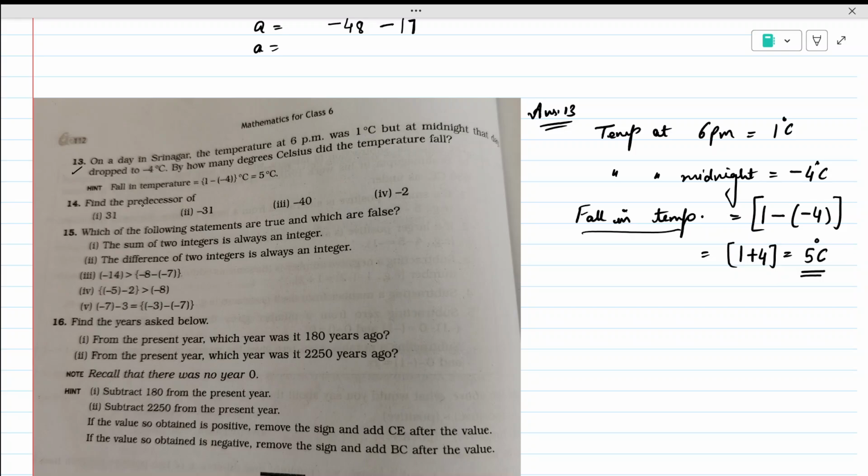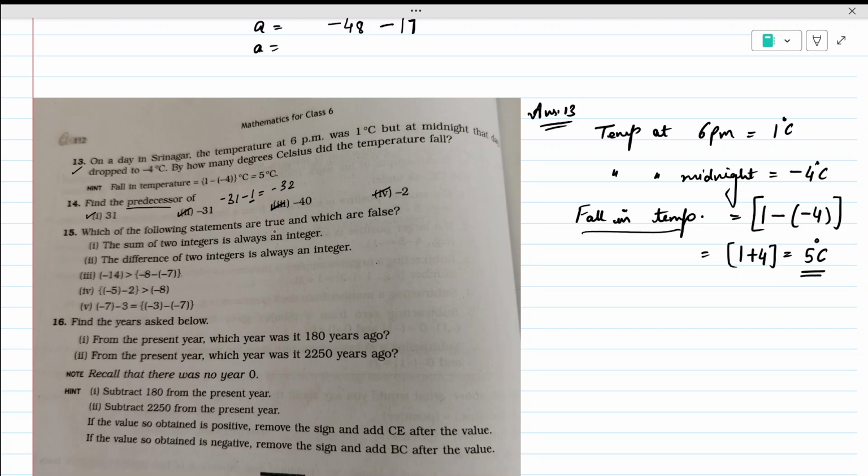Here you have to find the predecessor, and we know what a predecessor is. It is the number just before any given number. So the predecessor of 31 will be 30, and the predecessor of minus 31 will be minus 31 minus 1, that is minus 32. Okay, and of minus 40 is minus 41, of minus 2 is minus 3. You always have to subtract one in the case of predecessor and add one in the case of successor.